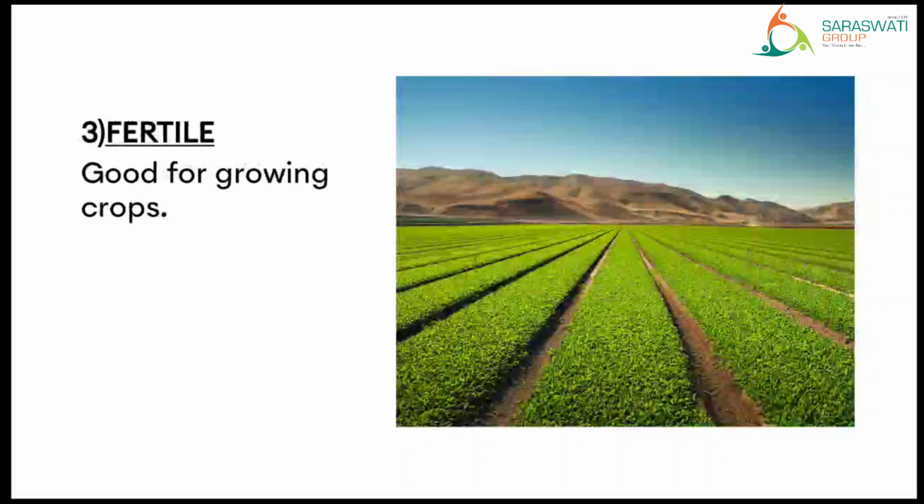On the other hand, see the mountains or the hills near this land? They are barren. Barren means no plants or trees are grown over there. Means the land over there is not fertile. But the green part, the land is fertile. So fertile means good for growing crops.